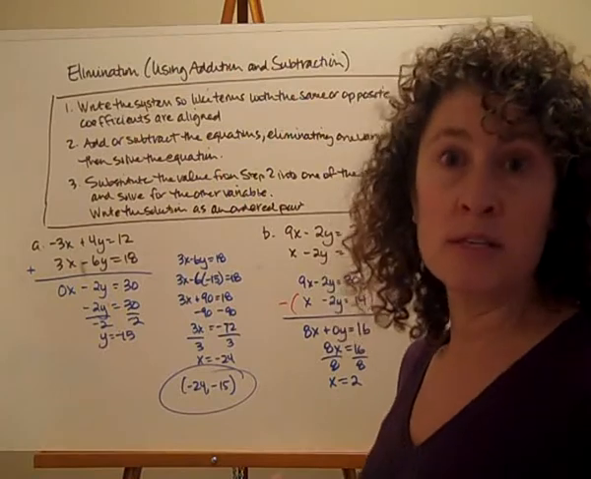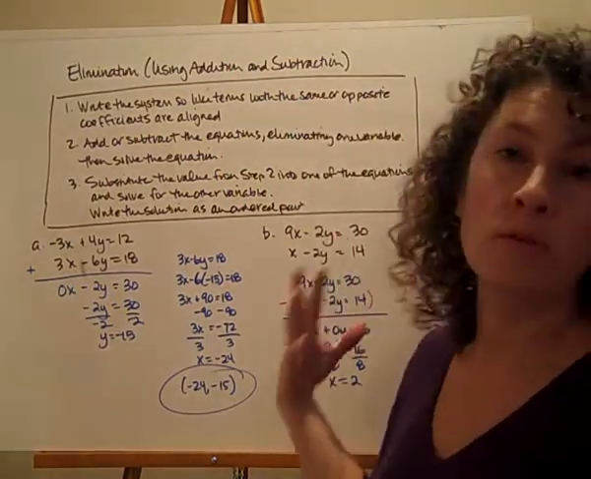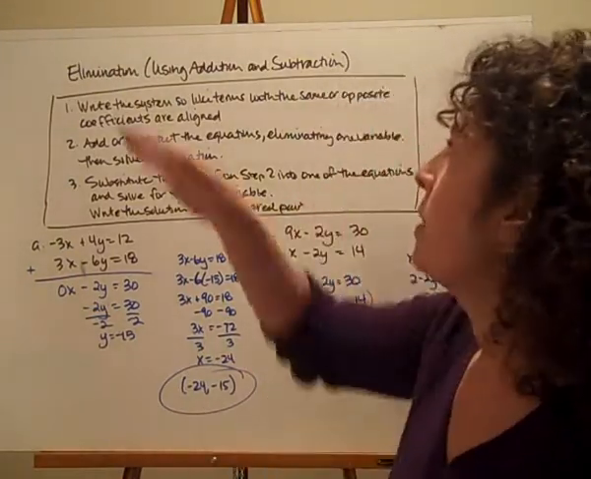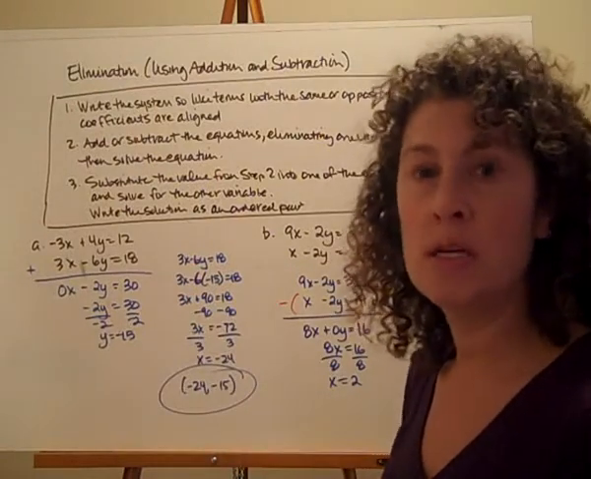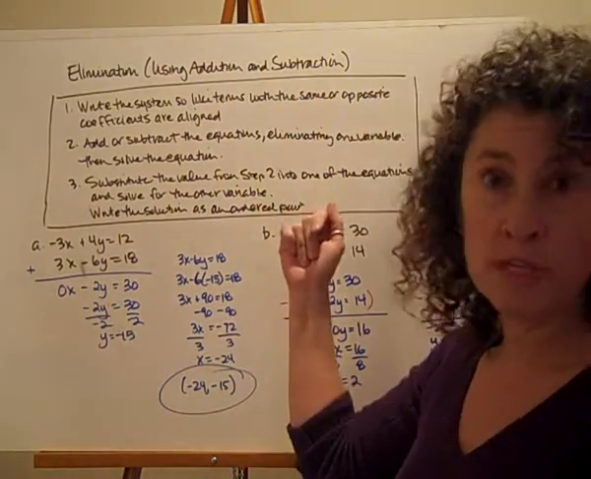If you don't know that the solutions are integers and you can graph very easily, or if one of the equations is not so simply solved for one of the variables, what else can you do? So we're going to talk about elimination, and elimination is exactly what it sounds like. You are trying to eliminate one of the variables from the system of equations. So we have three steps again here.